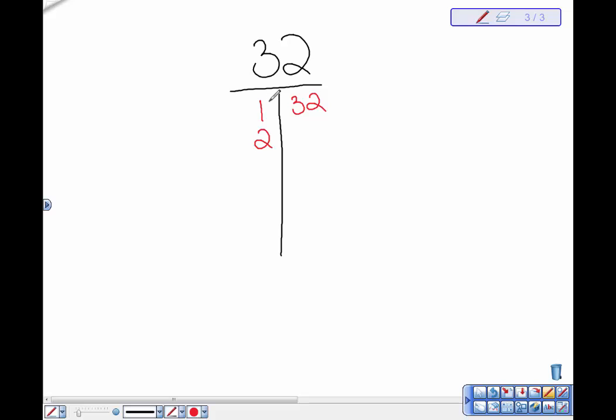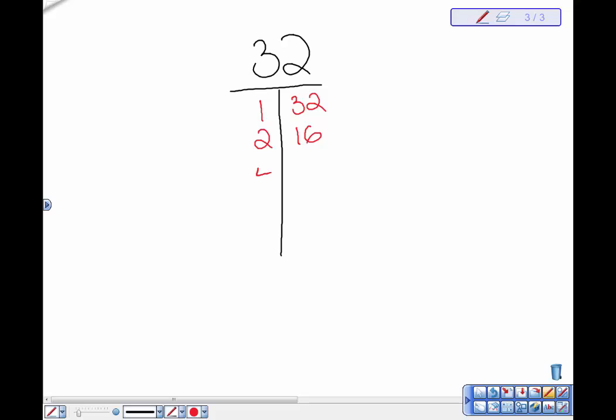Now how about 2? Well, 32 is an even number. It ends in a 0, 2, 4, 6, or 8, so I know it can be divided. And 32 divided in half gives me 16. Let's try 3. A number can be divided by 3 if the sum of the digits is divisible by 3. If I add 3 plus 2, I get 5. 5 can't be divided by 3, so 3 isn't a factor of 32, and we have to erase that one.